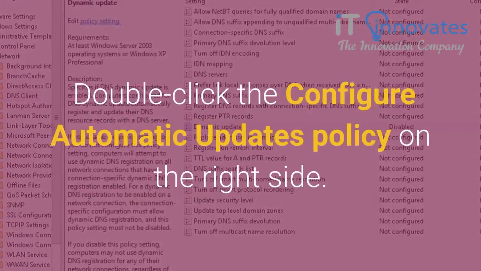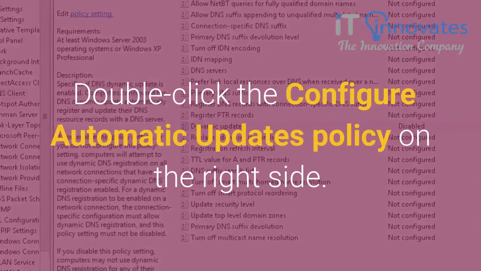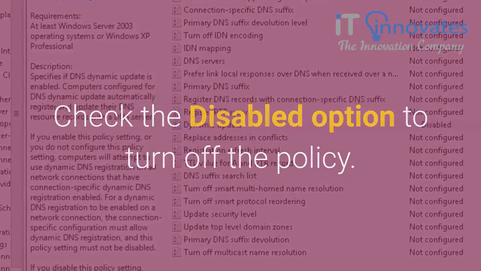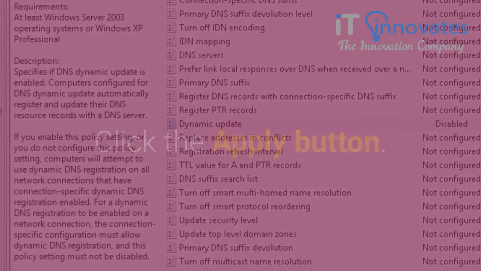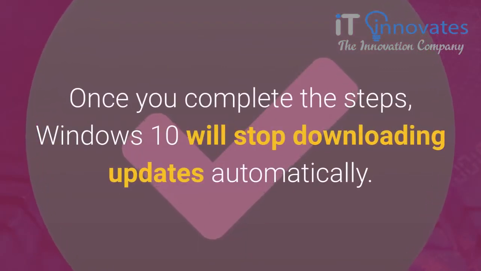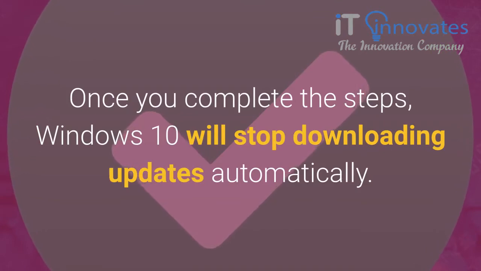Double-click the Configure Automatic Updates policy on the right side. Check the Disabled option to turn off the policy. Click the Apply button. Click the OK button. Once you complete the steps, Windows 10 will stop downloading updates automatically.